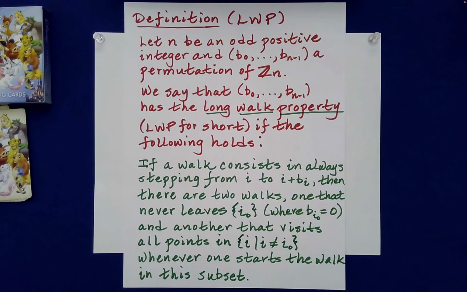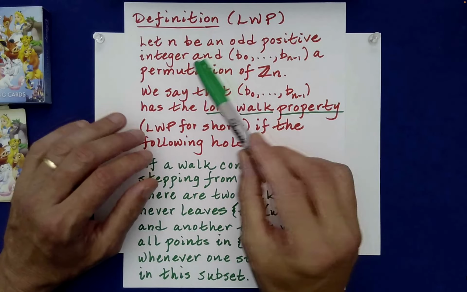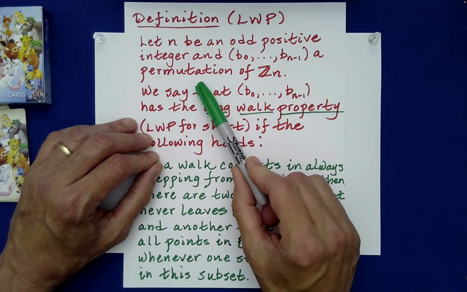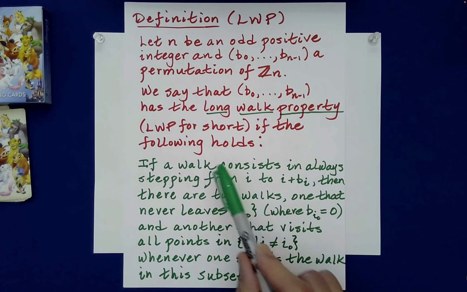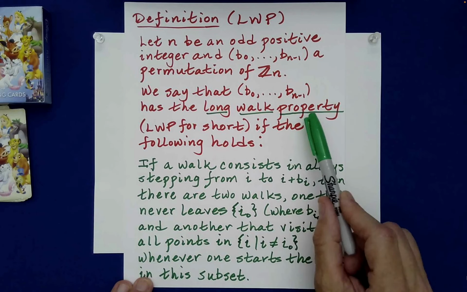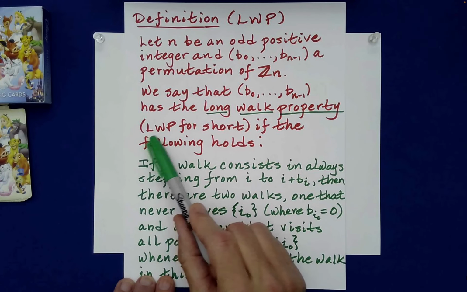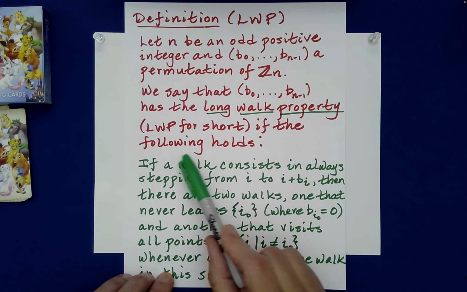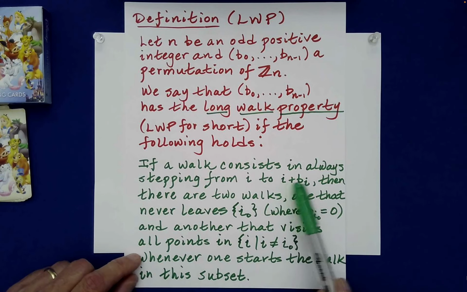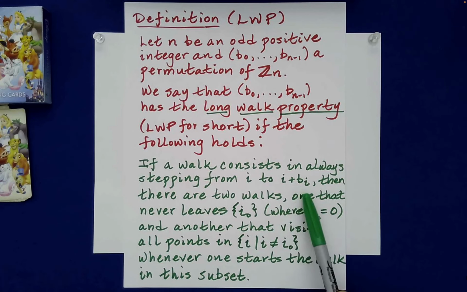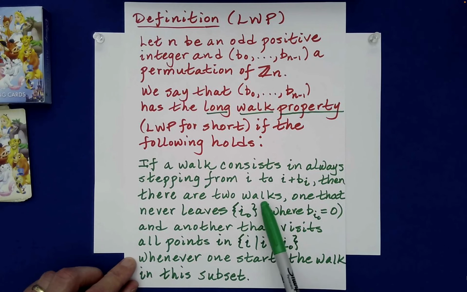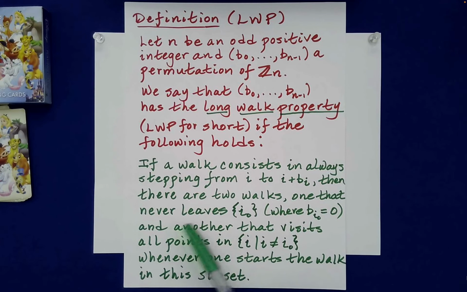So definition, let n be an odd positive integer, and let this here be a permutation in Z sub n. We say that this sequence or this permutation has the long walk property, abbreviated LWP, if the following holds. So if a walk consists in always stepping from a position i to a position i plus b sub i, then there are only 2 walks. One that never leaves, so it's like a fixed point, and the other visits all of the other values.